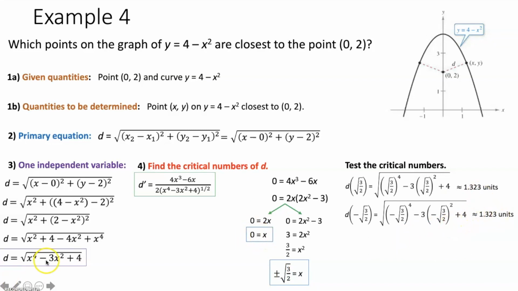Lastly, I'm going to plug in 0 for x in the distance formula over here, and I simplify, I end up getting 2 units. Now we look and determine which of these distances is the shortest. Well, that would be these two distances right here. They're the same. So we need to answer our question.